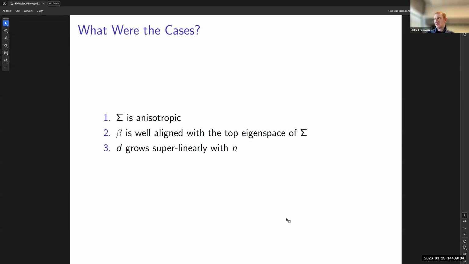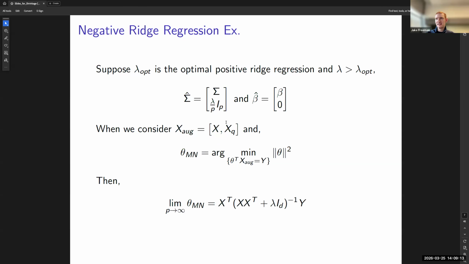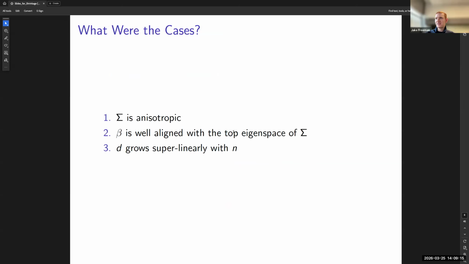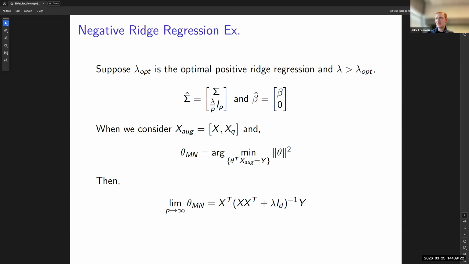So what were the cases that Kobak et al. found for when this occurs? Well, one, we need it to be anisotropic. If this is all just an identity, it wouldn't really work out. We also need beta to be well aligned with the top eigenspace of sigma. In this case, as a pedantic example, we have it very well aligned.